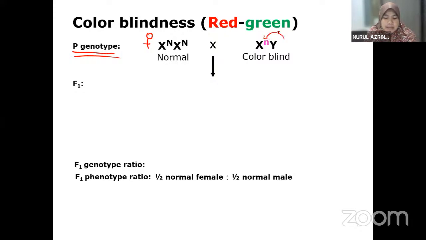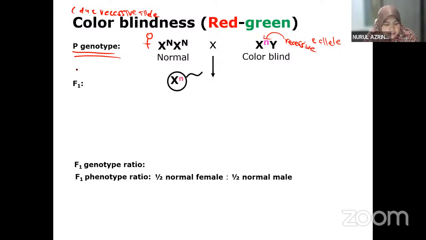So nampak tak kenapa dia jadi colorblind? Because this male carry recessive allele. Okay, boleh tulis besar sikit. Recessive allele. So maksudnya this colorblind is due to, disebabkan oleh recessive allele. Alright. So normal female marries with a colorblind male. Okay, now what happened to the gamete? Okay, kita keluarkan gamete dulu. Gamete dia apa?